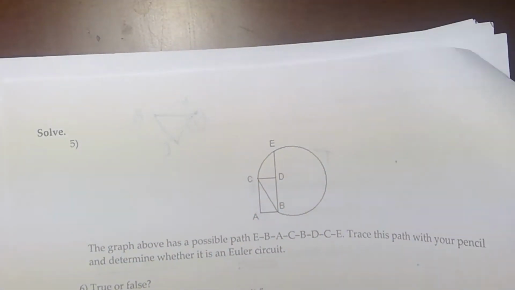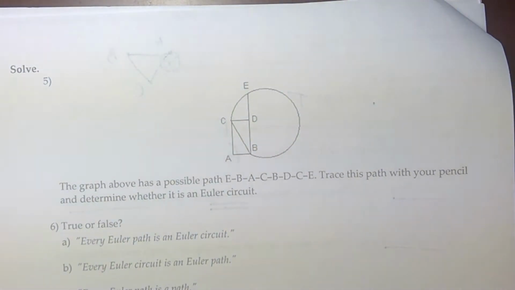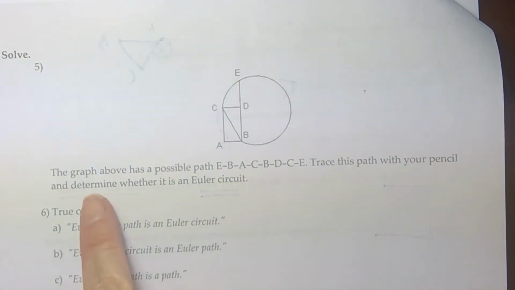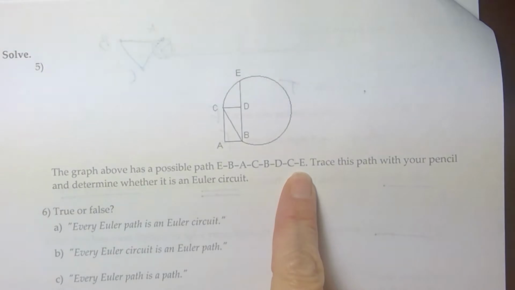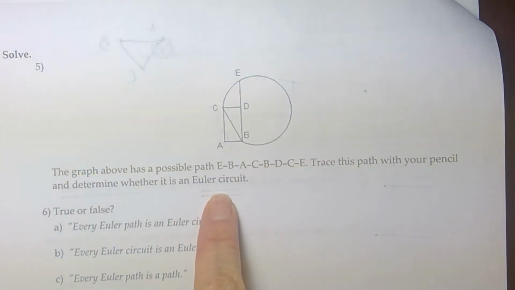Okay, let's look at the next page, number 5. I'm given an example of a graph. It's a connected graph with 5 vertices, A, B, C, D, E. No loops, just a couple of curved edges here. This graph has a possible path. Trace this path with your pencil and determine if it's an Euler circuit.